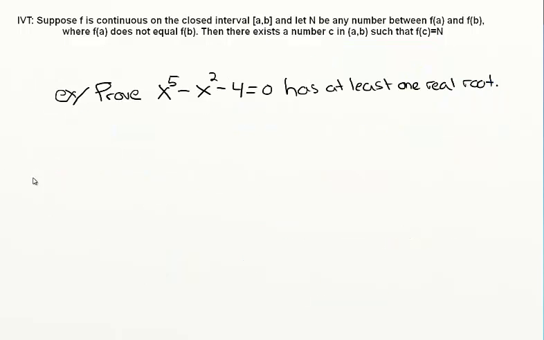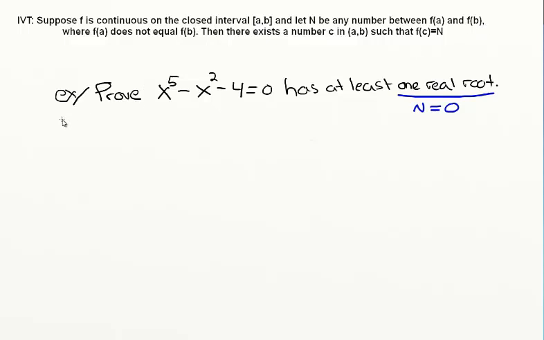So here's our second example where we're going to prove that this equation has at least one real root. So again, the same thing. One real root implies that our n value is 0. Now there's no interval in this problem, so we're going to need to find one. So we want to find an interval where 0 is between f of a and f of b.